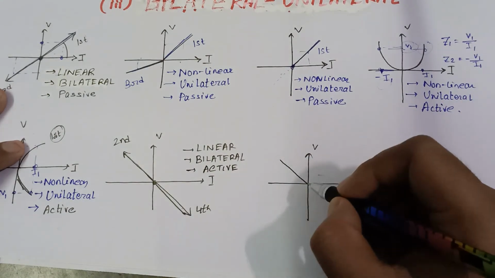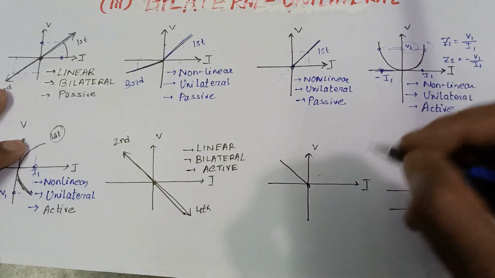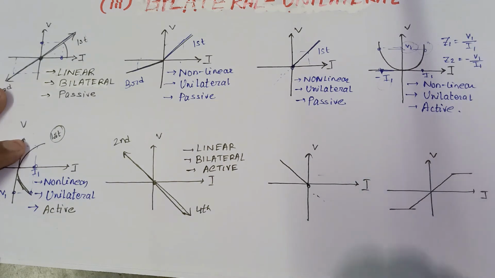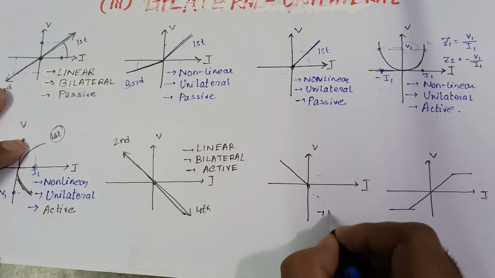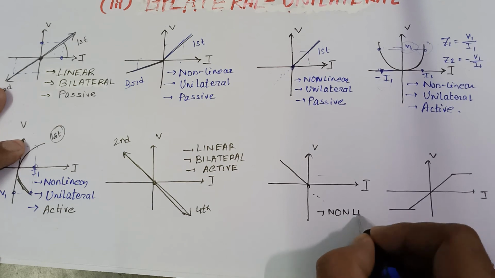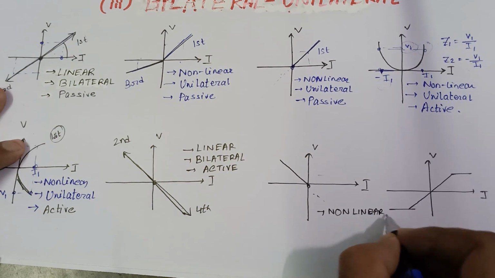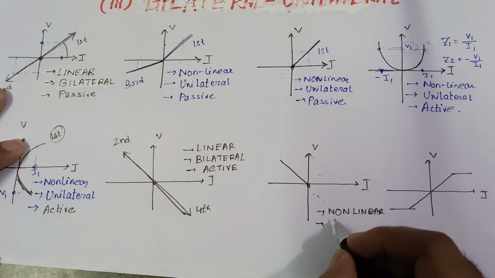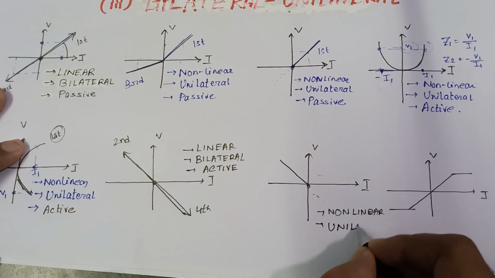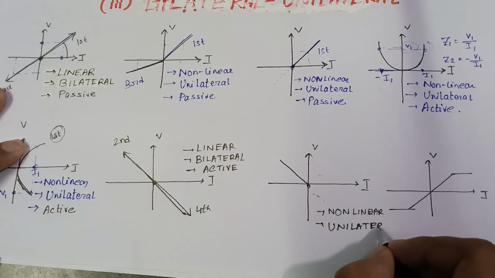In this case, see, it is following only one equation. It is passing through origin, but not for all time. There is no part in the negative section. So it is non-linear. And if it is non-linear, it should be unilateral. Why? Why unilateral?